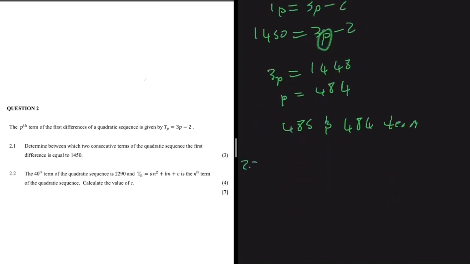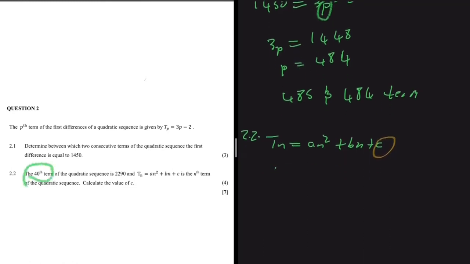Now let's do 2.2. For 2.2, they tell us that the 40th term of this quadratic sequence is 2219, and then they give us an equation: Tn is equal to an squared plus bn plus c, and they want us to determine the value of c. I want you to realize something. If we have the equation of the first differences, then we can find b and a, right? And then if we have b and a, we can substitute T40 to determine c. Let me show you what I'm talking about.